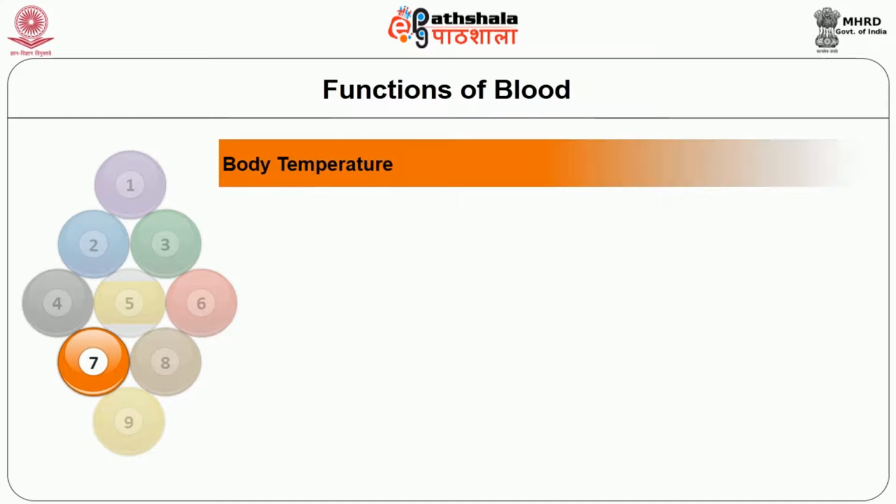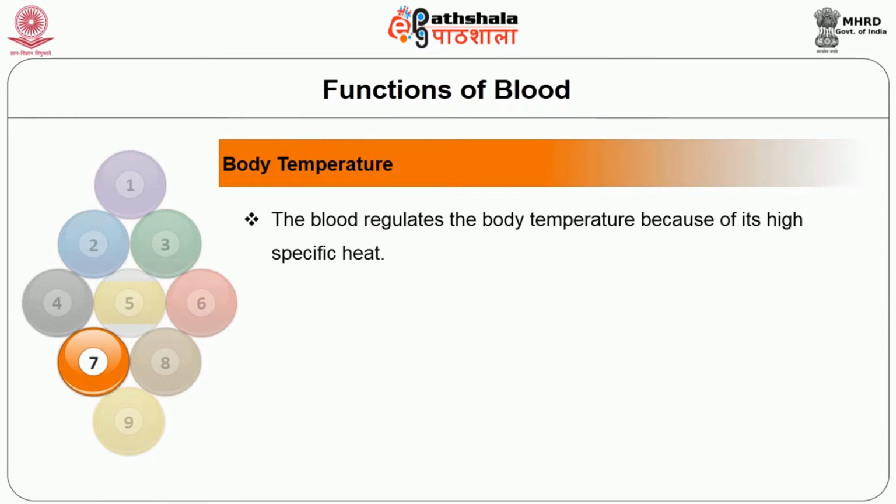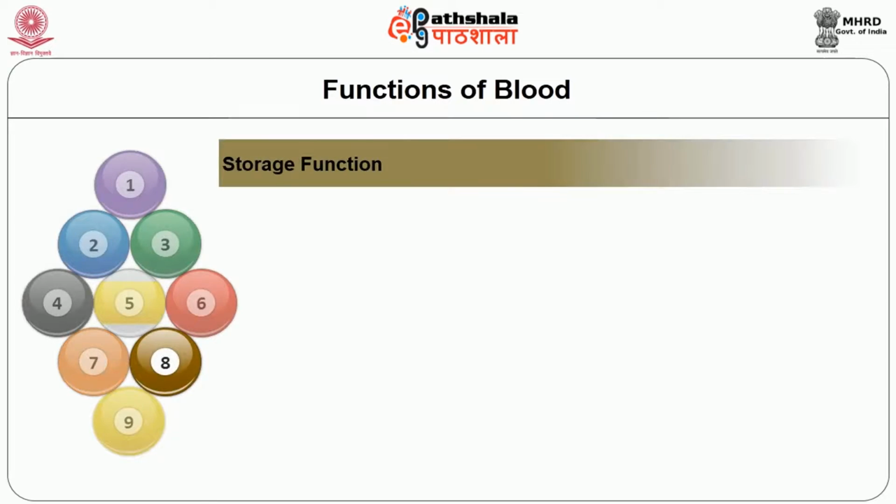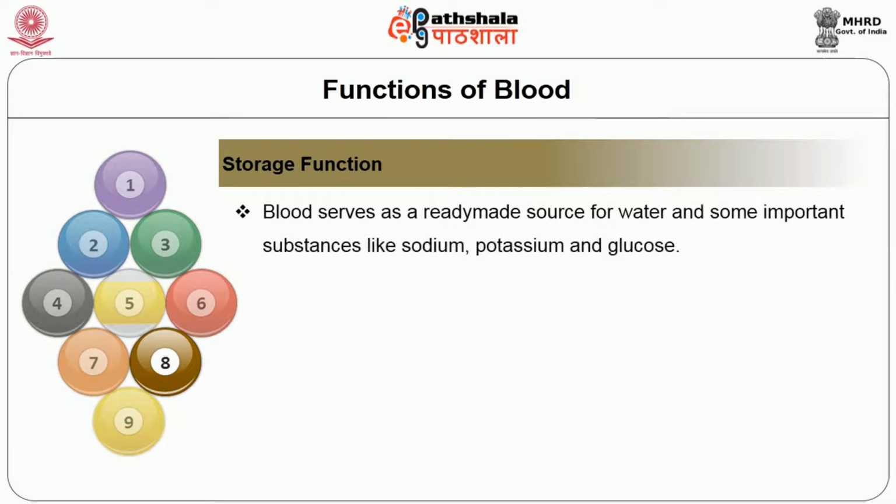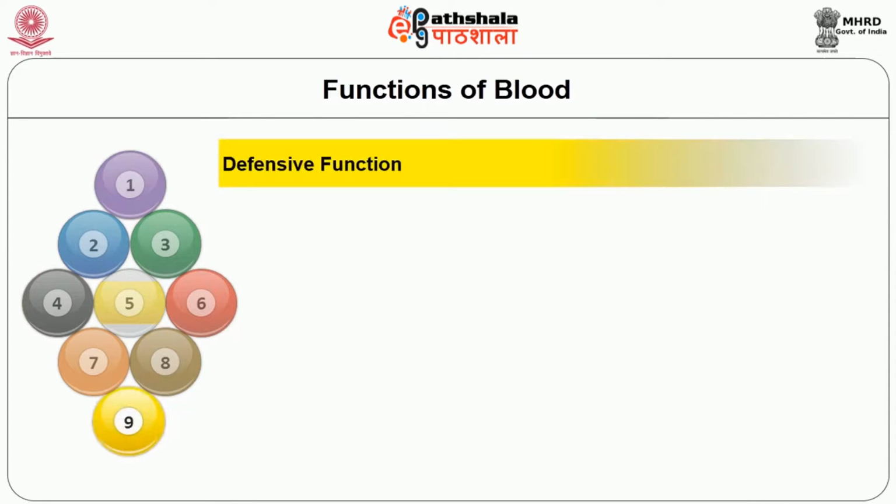Blood is also involved in regulating body temperature. The blood regulates the body temperature because of its high specific heat. Coming to the storage function, blood serves as a ready-made source of water and some important substances like sodium, potassium, and glucose. The next function is the defensive function. Blood plays a very important role in the defense system of the body.